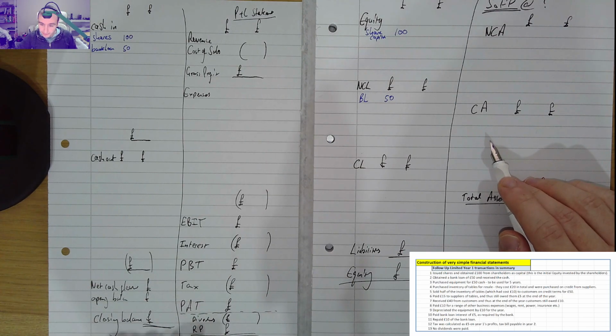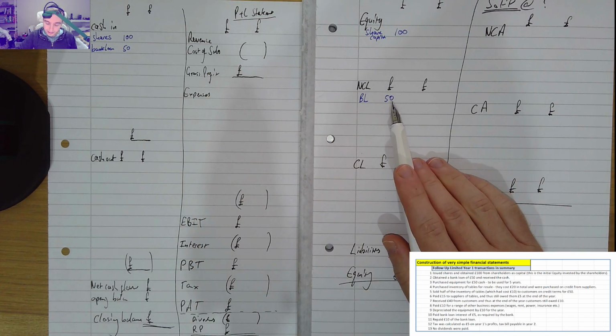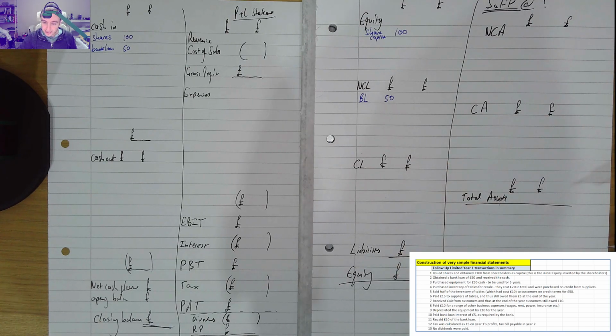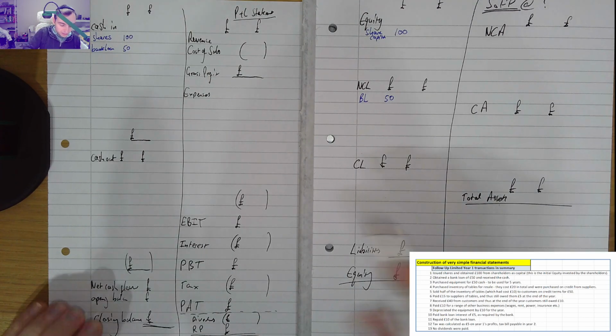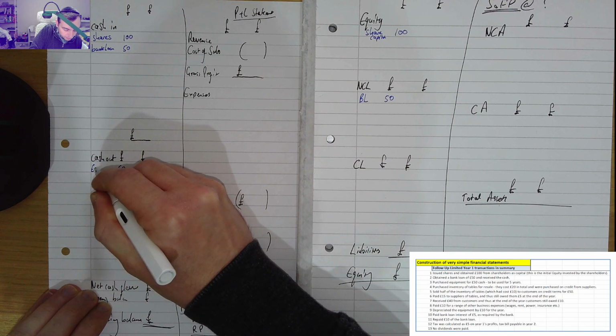So that's number two, obtained a bank loan £50 and received the cash. £50 bank loan, increasing our non-current liabilities of £50. Good. Number three, purchased equipment for £50 cash to be used for 5 years. Purchased equipment for £50 for cash, so we've got £50 outgoing on equipment.